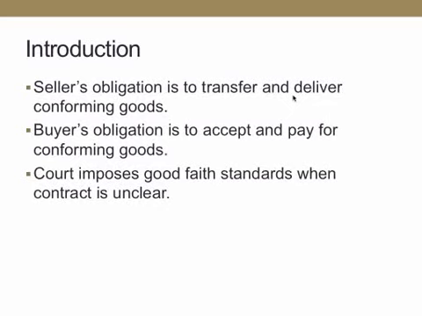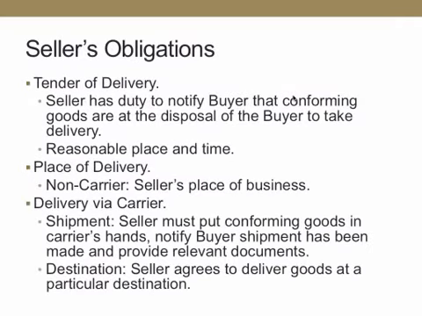Seller has an obligation to transfer and deliver conforming goods, and the buyer's obligation in a contract for the sale of goods is to accept those goods if they're conforming and pay for them. The courts also impose a good faith standard when a contract is unclear about its terms. Let's look in detail at the seller's obligation.